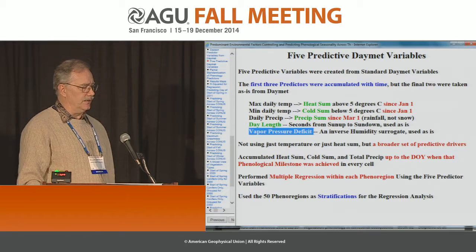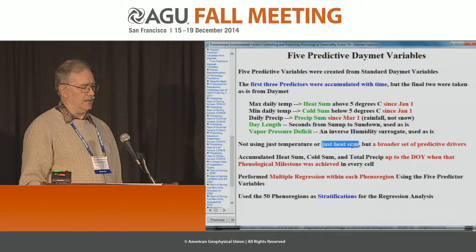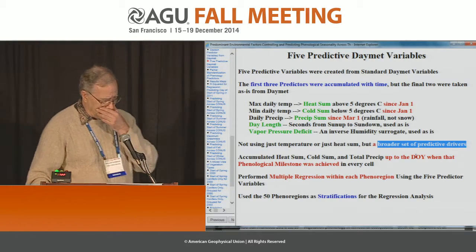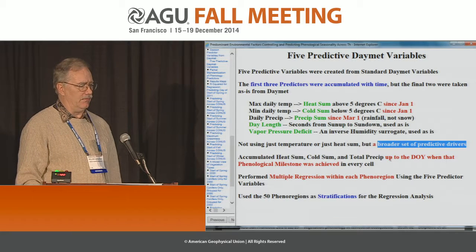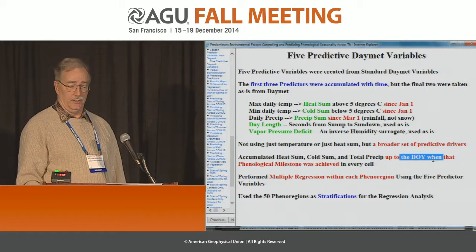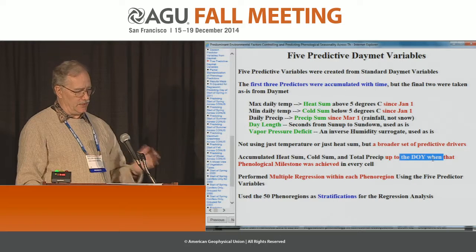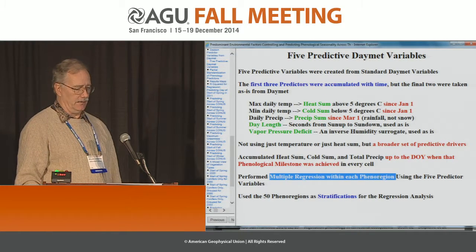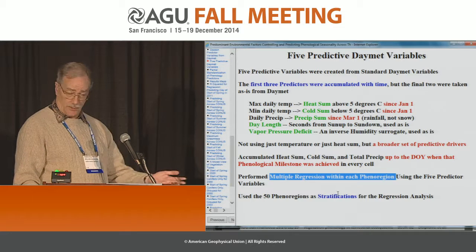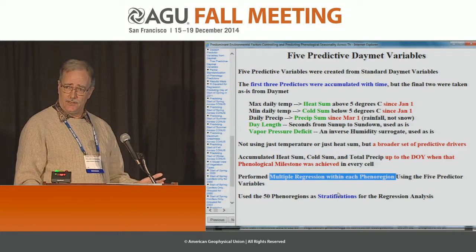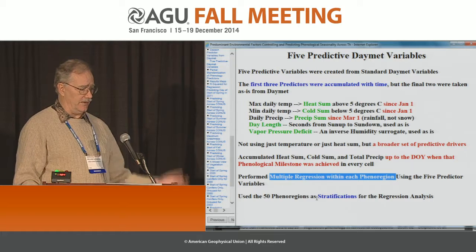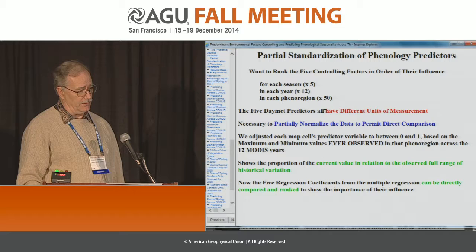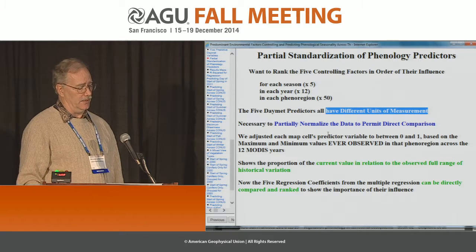So we're not just using temperature, we're not just using heat sum, but rather we're looking at a broader set of predictive drivers. And we accumulate those top three right up to the day of year which we have empirically observed that each of those phenological milestones were achieved. And now we're going to do multiple linear regression within each phenoregion. So in other words, we're using the 50 phenoregions as surrogates for vegetation type as a stratification for this regression analysis.